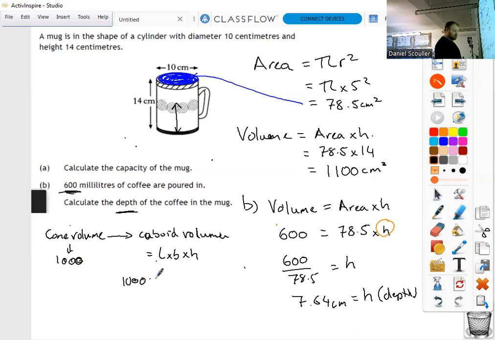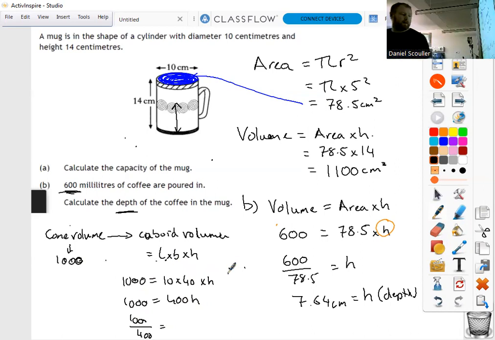So if I had 1,000 in my imaginary box, I had a length of 10 and a breadth of 40 times h. Okay, that'd be 1,000 equals 400h. So h would equal 1,000 over 400, which is 2.5. You'd have a depth of 2.5. So in the prelim, that's what the question was asking you.